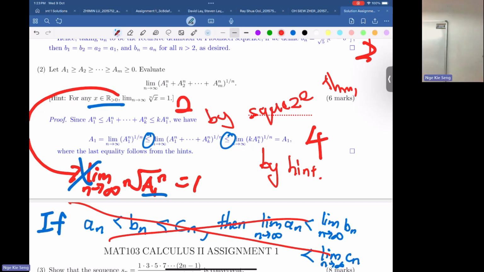So I have a practice that whenever you use some assumption, you have to write it down. Tell me where you use the hint, where you use the theorem. Otherwise I wouldn't know where you use it. So this time I will be a bit stringent. If you didn't say by what, I will just take off marks.